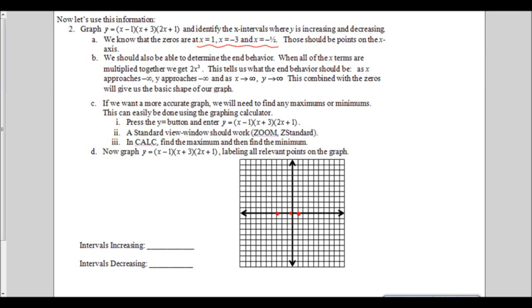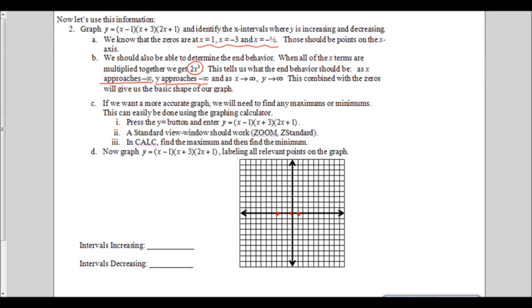We should also be able to determine the end behavior. If we multiplied that whole function out, we would start out with 2x cubed and then plus some other stuff. But really it's that first term, the 2x cubed, that tells us what the end behavior should be, because that's the most powerful. If we plug in really big numbers for x, let's start out with x approaches negative infinity. If we plug in really big negative numbers for x, a negative times a negative times a negative is a negative, so the y is going to become a really big negative number.